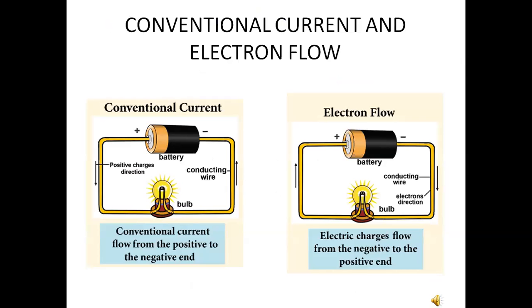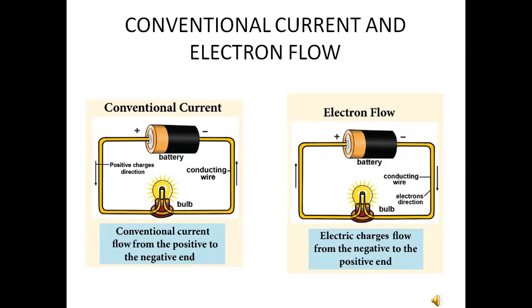Conventional current and electron flow. Conventional current flows from the positive to the negative end. But electron flow, electronic charges, flow from the negative to the positive end. This movement of positive charges, that means conventional current, flows from the positive to the negative end.